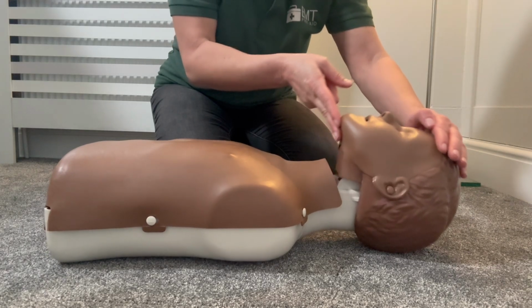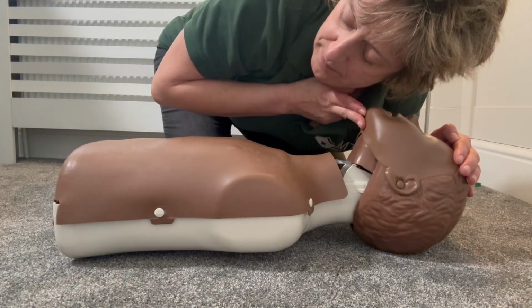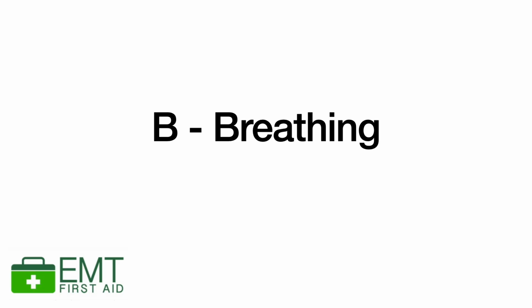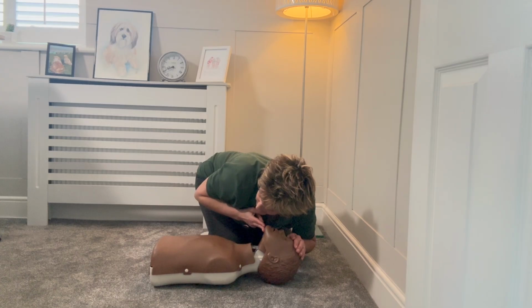We're then going to open the casualty's airway, and we do this by placing one hand on the forehead, 2 fingers on the chin, and we do a head tilt chin lift. I keep my hands there while I check the person's breathing, and I'm checking breathing for 10 seconds, making sure it is normal breathing. If they're not breathing normally, we're going to give 5 initial rescue breaths.